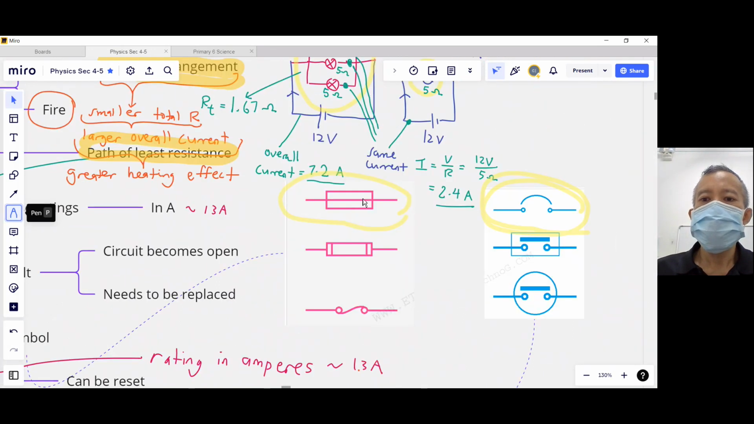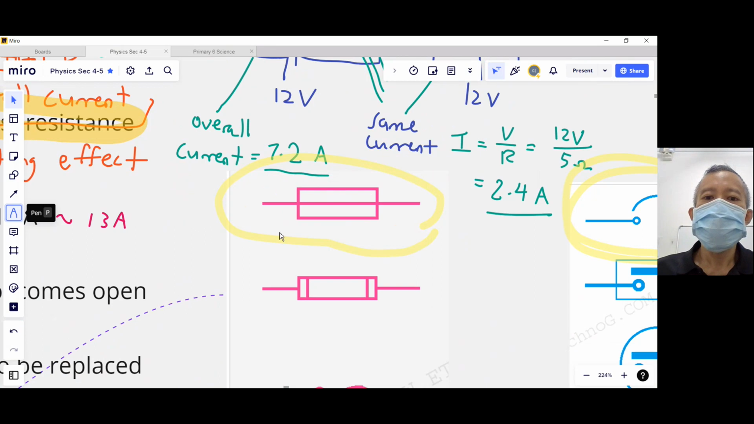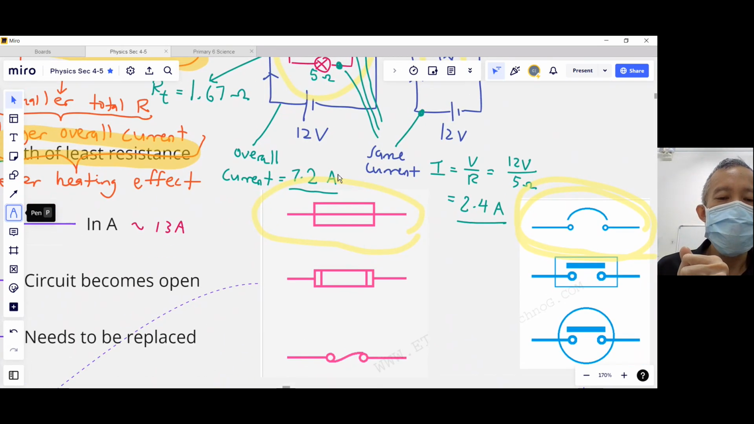Just a reminder, this has come up before. Make sure you recognize this. This is a fuse, the symbol for the fuse. Do not confuse it with a resistor. It's not a resistor, it's a fuse. It has definitely come up in your exam before. For Singapore, we tend to use this symbol.